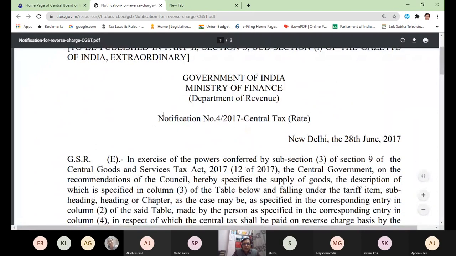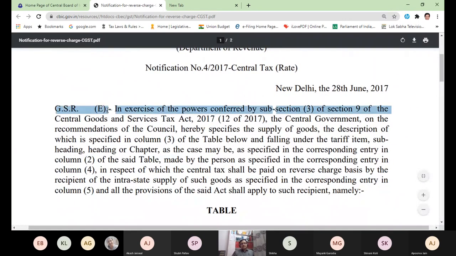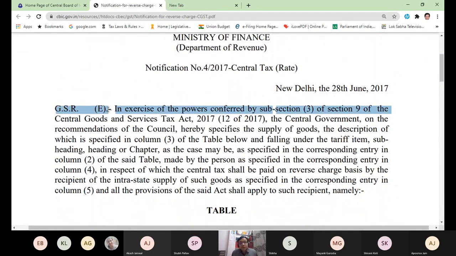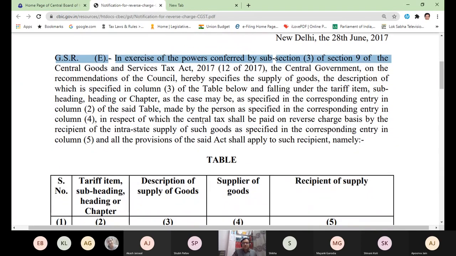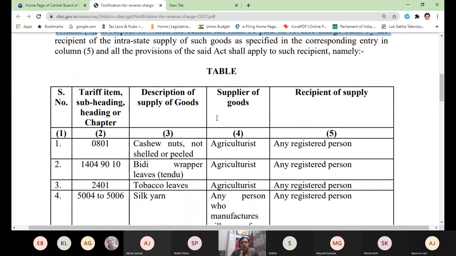Now this is notification number 4/2017 central tax rate, New Delhi, 28 June, and see what is written. In exercise of the powers conferred by subsection 3 of section 9 of the CGST Act, the central government, on the recommendation of the council, hereby specifies the supply of goods, the description of which is specified in column number 3, in respect of which the central tax shall be paid on reverse charge basis by the recipient of intrastate supply. That's it. So this is the table which is relevant for us. So I have shown you the notification.